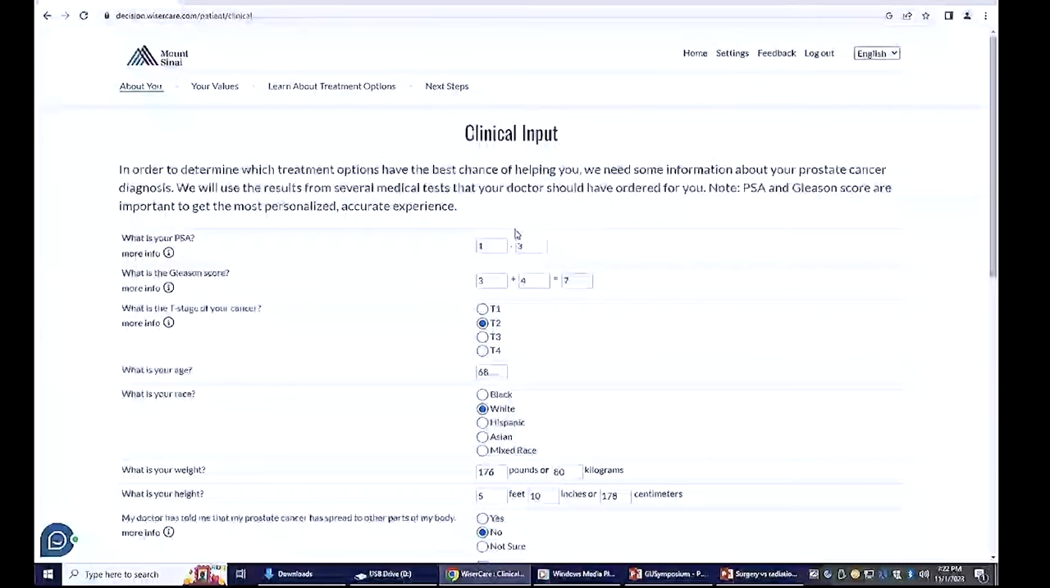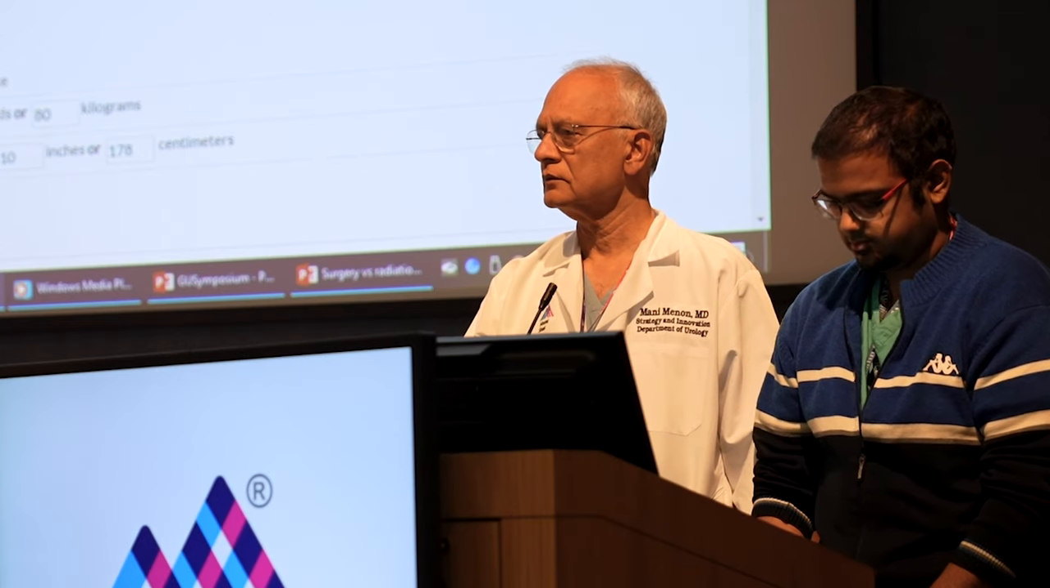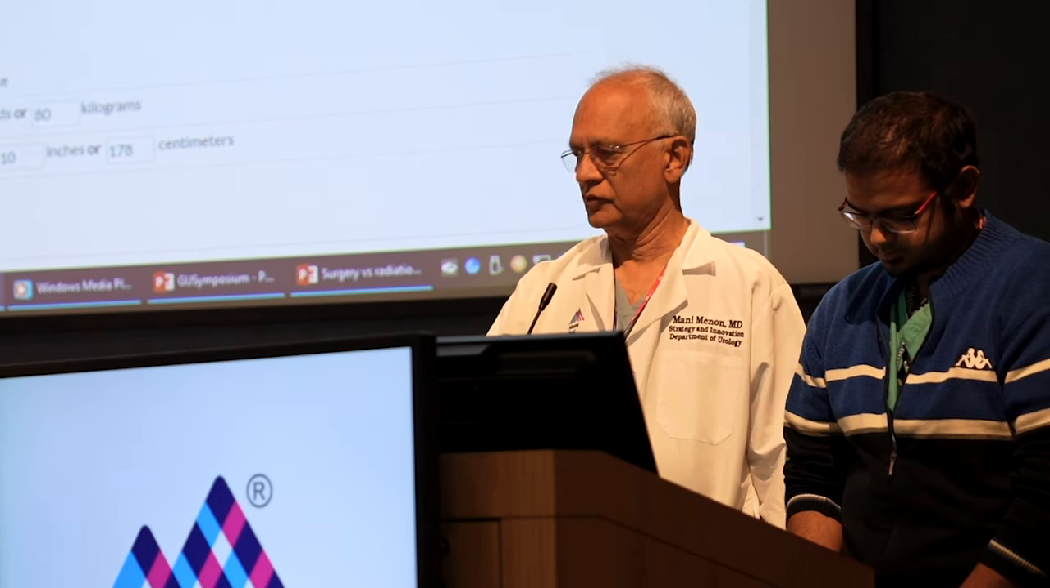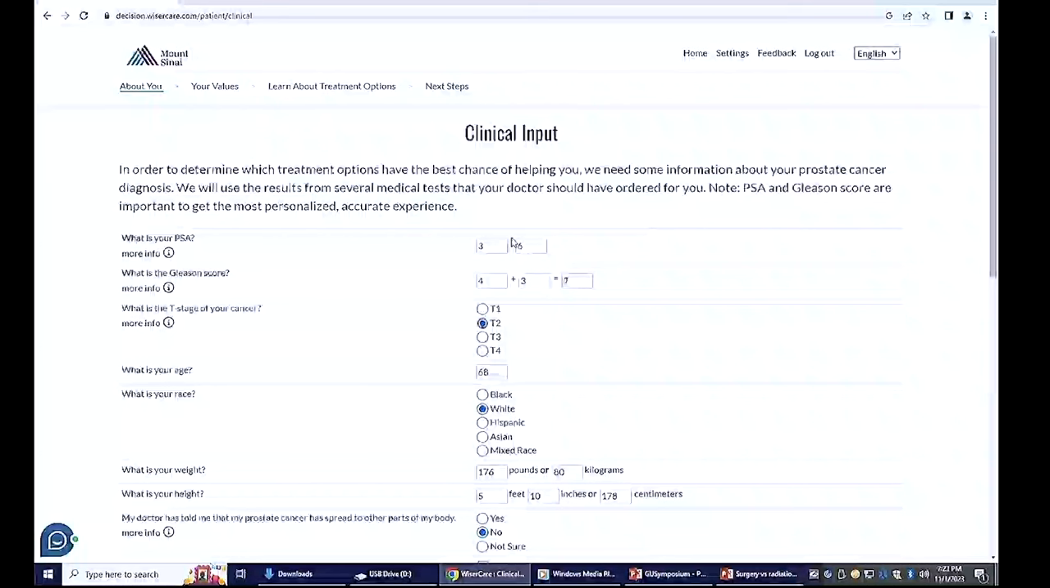So, I'm going to ask you to be a hypothetical patient and pick a number for the PSA. Anyone wants to take a lead, or should I just pretend? Please. 3.6. Okay. Gleason score. What is your Gleason score? 4+3. Okay. T stage. Did anyone tell you if they can feel cancer in the prostate? I think T2. T2, okay. How old are you?